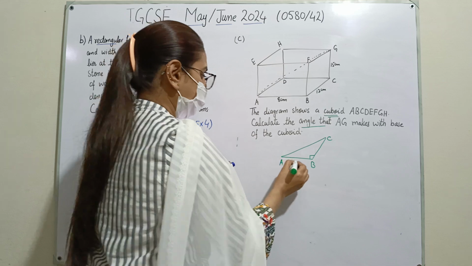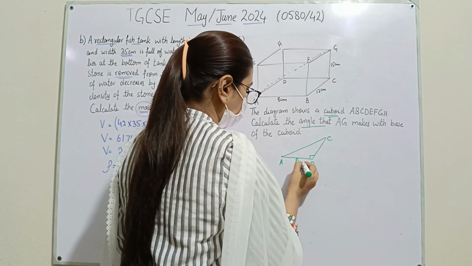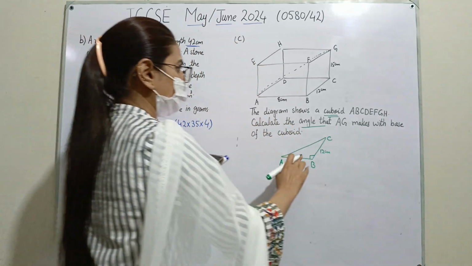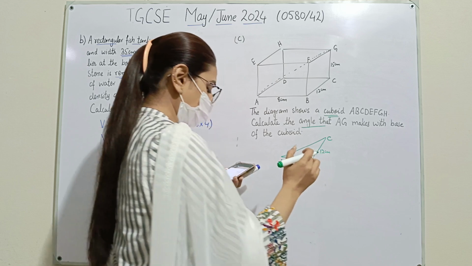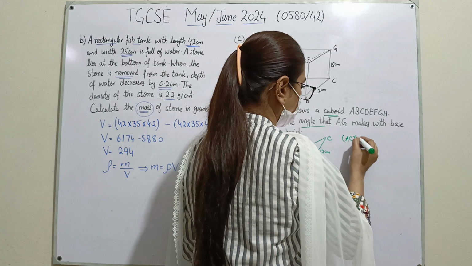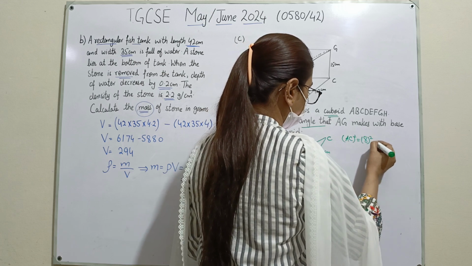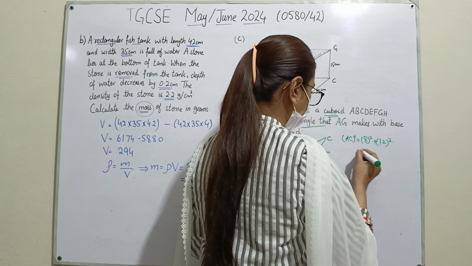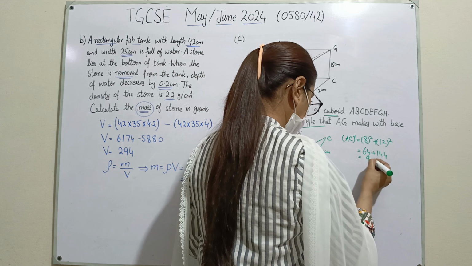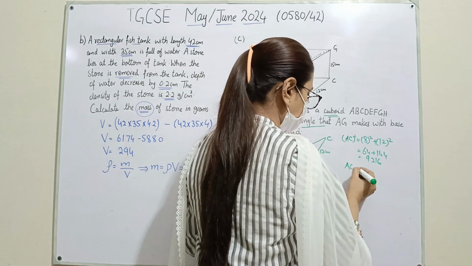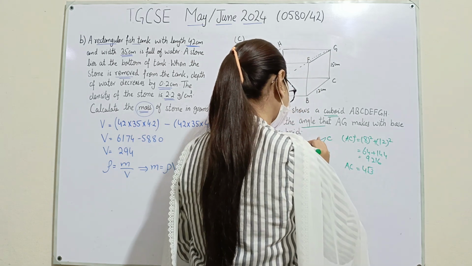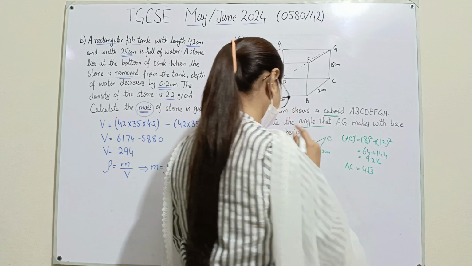Okay, as it is shown in the figure, this is 8 centimeter, this is 12 centimeter. So this is 90 degree. So you will use Pythagoras theorem in order to find AC. So AC square will be 8 square plus 12 square, that will be 64 plus 144. So you will get 208. After taking the square root, you will get the answer 4 square root 13. It means that this value is 4 square root 13 centimeter.